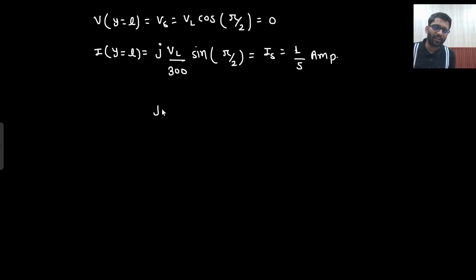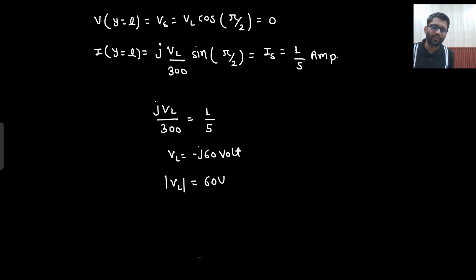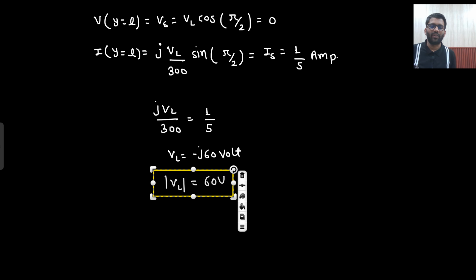So from here what I am getting: JVL by 300, sin pi by 2 is 1 only, equals 1 by 5. So VL is equals to minus J 60 volt. Okay, and if I take the magnitude, this will be equals to 60 volt. So this is the answer. This is how we need to solve it.